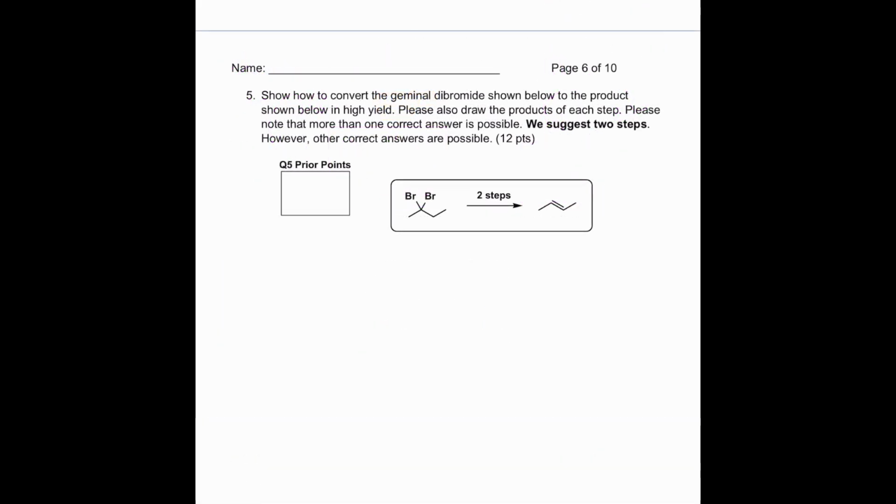Okay, so number 5. Show how to convert the geminal dibromide shown below into the product shown below in high yield. Please also draw the products of each step. Please note that more than one answer is possible. We suggest 2 steps. However, other correct answers are possible.